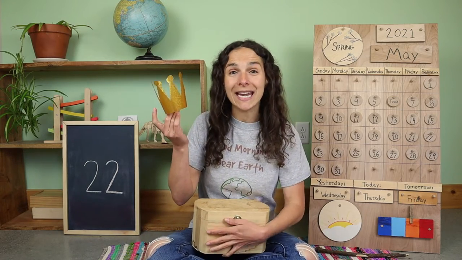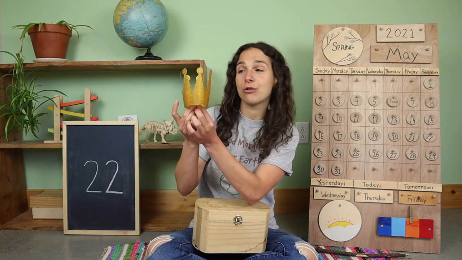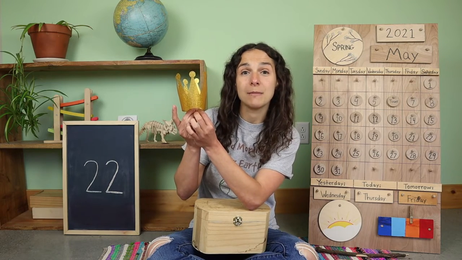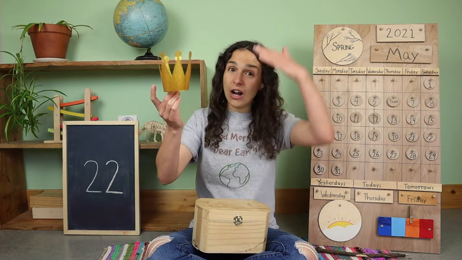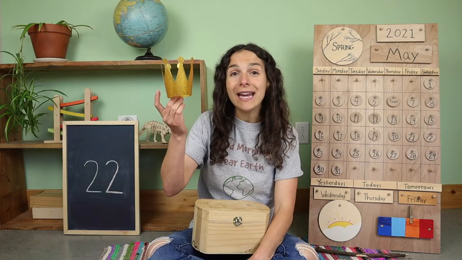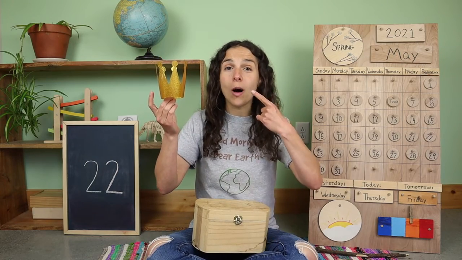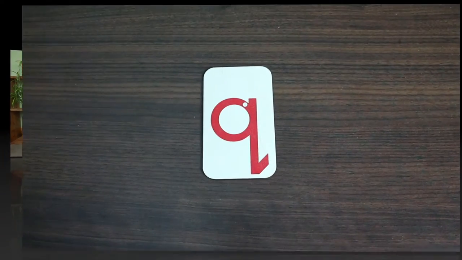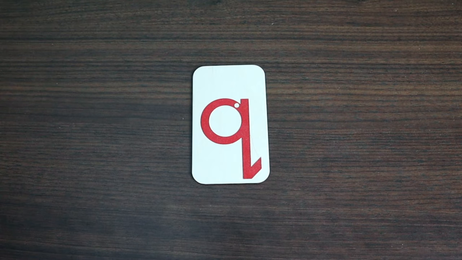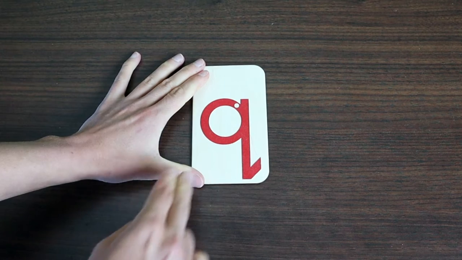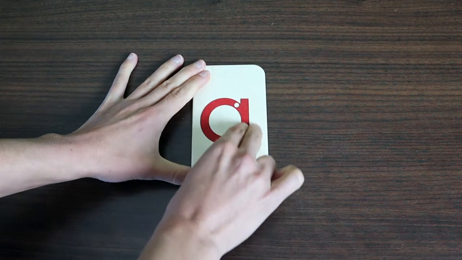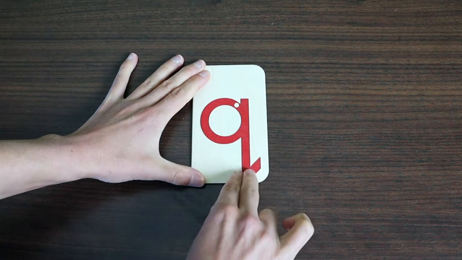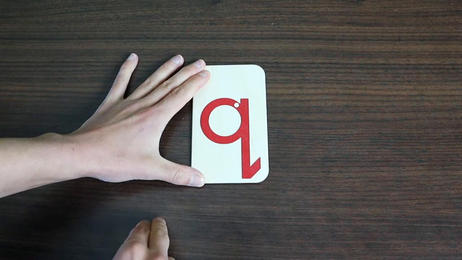A queen. So I have this crown right here because sometimes queens wear crowns on top of their head. Queen starts with the letter qua, q. This is how you write a lowercase qua, q. One more time.